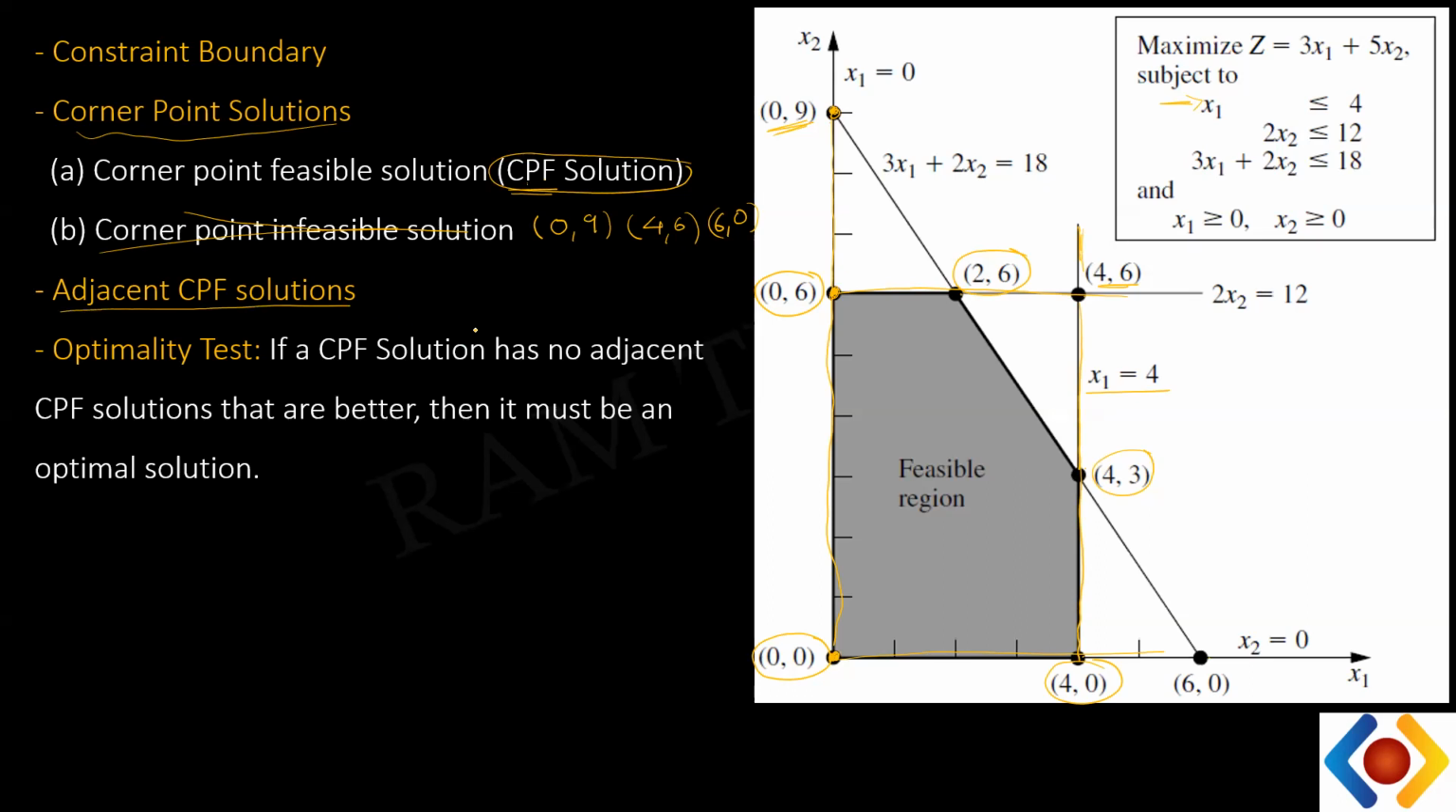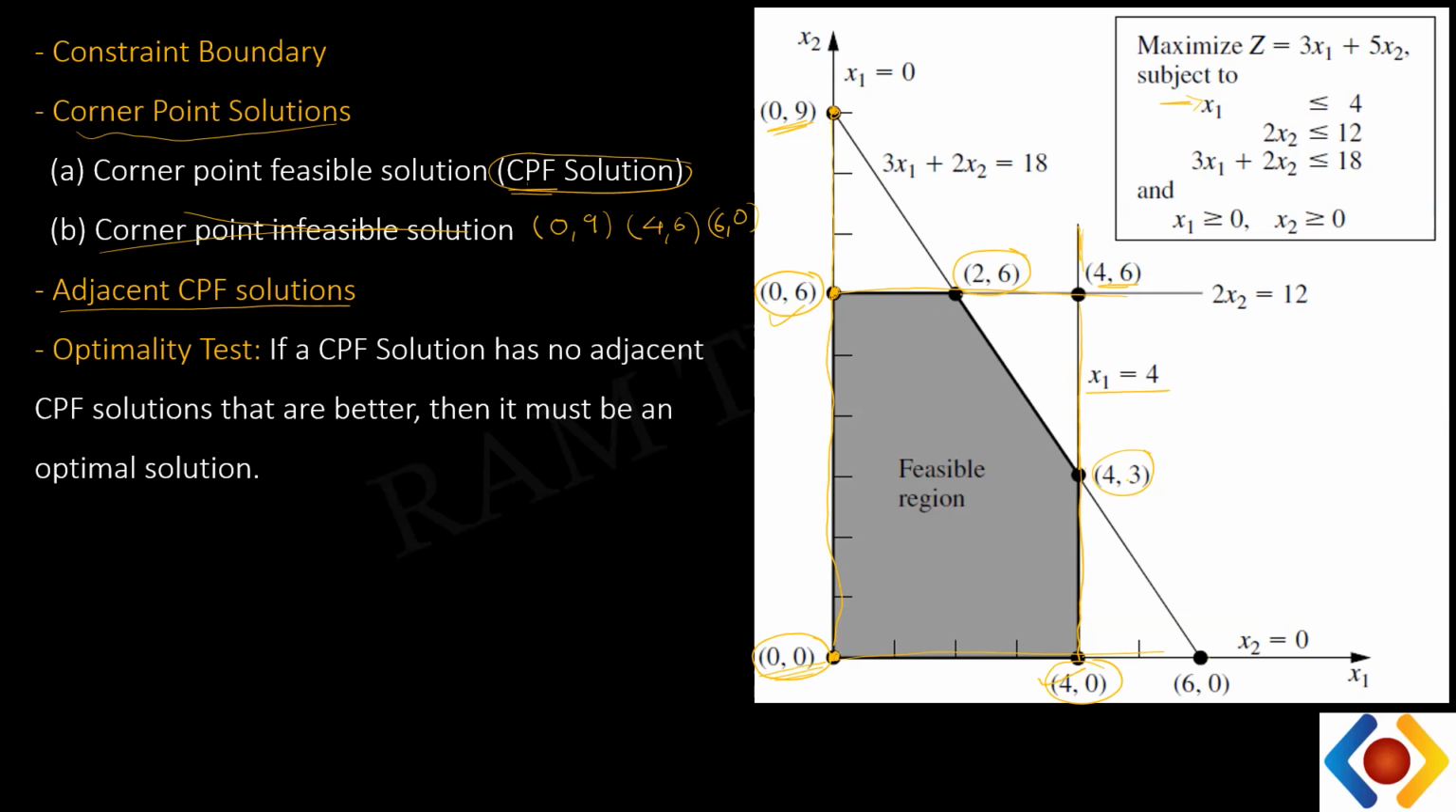What do you think? What is an adjacent CPF solution? The one next to each other. The one that lies on the line. Right, next to each other. Let's take an example. If I am talking about the corner point feasible solution 0, 0, then which are the adjacent solutions of this? 4, 0 and 0, 6. Very good. Everybody agree with that? Yes, sir.